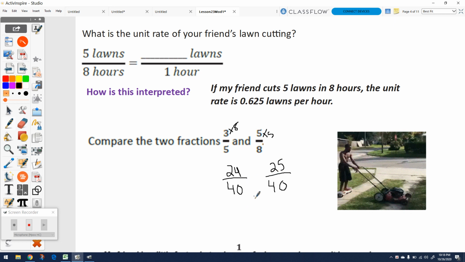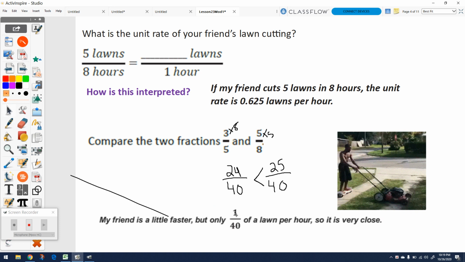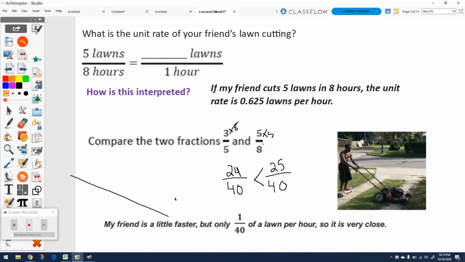So all we've done is we've written them as equivalents with the same denominator. So if we're now talking about a pie and it has 40 pieces in it, which would you get more of? If you have the pie with 24 pieces left or the pie with 25 pieces left? Well, 25 pieces is bigger, so 25/40 is larger, which is your friend's rate. So my friend is a little faster, but only 1/40 of the lawn per hour, so it's a very close race.